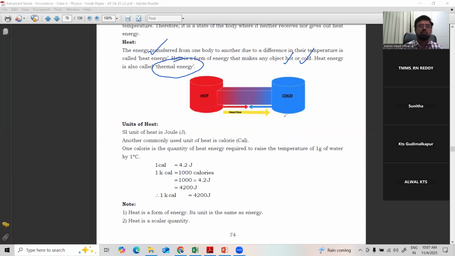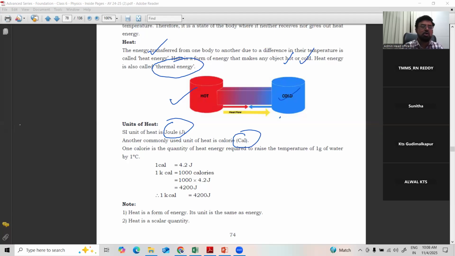See here, they kept one hot body and one cold body. Heat is flowing from the hot body to the cold body until both become the same. Remember that. Heat is a form of energy, so it is measured in joule. Another unit is the calorie. Heat can be measured in calories also.